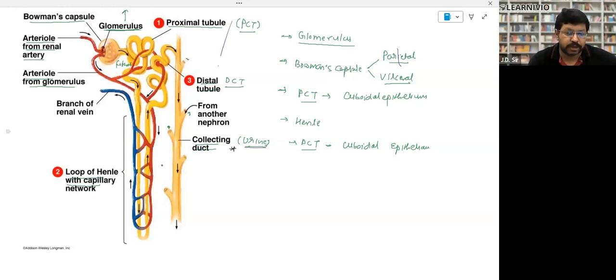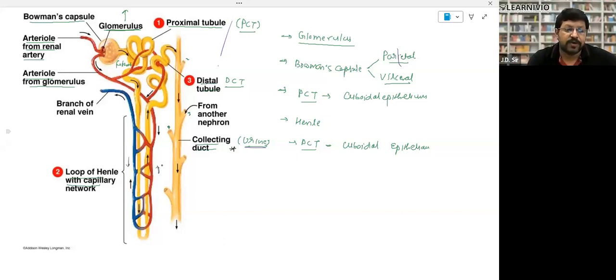Then this U-shaped structure is called the loop of Henle. One very important thing: the downside loop of Henle is permeable to water, but the upside loop of Henle is not permeable to water, right? Then whenever this filtrate passes through these structures, what happens? The important substances are taken back by the blood, right?